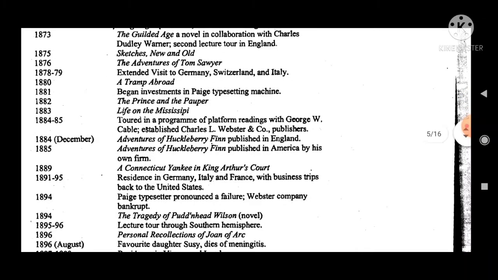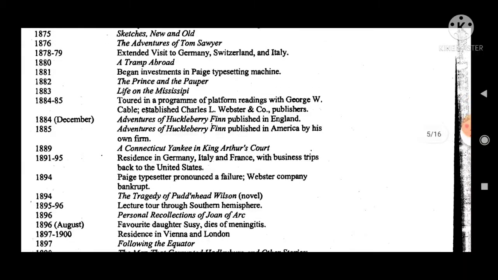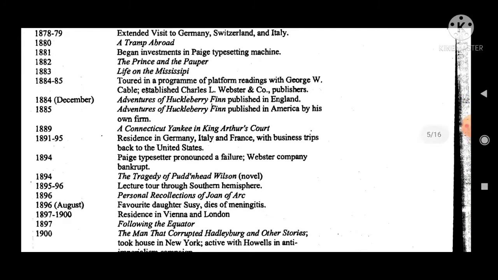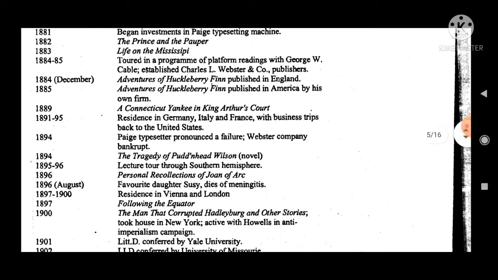Then 1875, Sketches, New and Old. 1876, The Adventures of Tom Sawyer. Then 1878 to 79, extended visit to Germany, Switzerland and Italy. 1880, A Tramp Abroad. 1881, began investments in Page typesetting machine. 1882, The Prince and the Pauper. 1883, Life on the Mississippi.